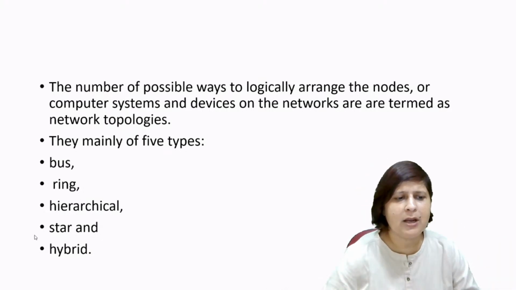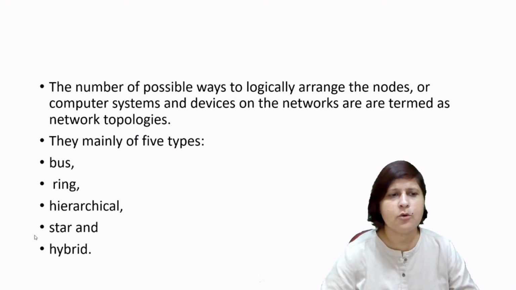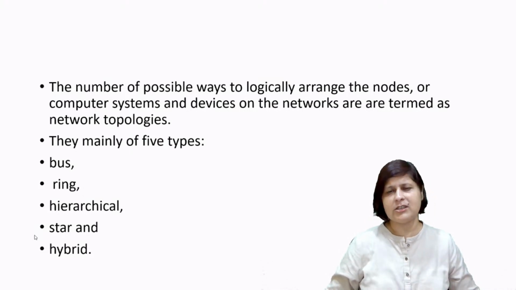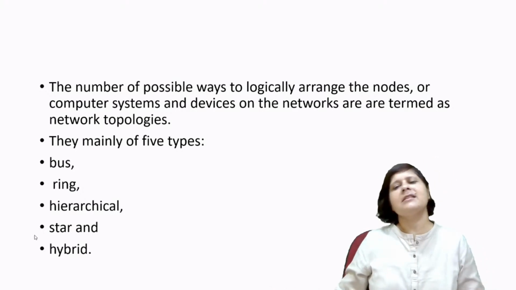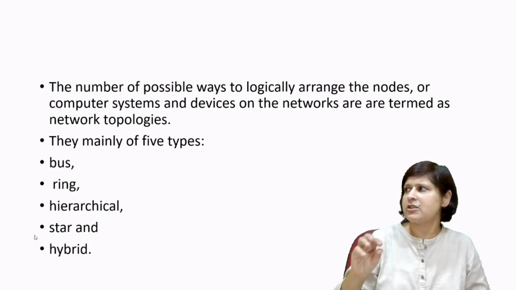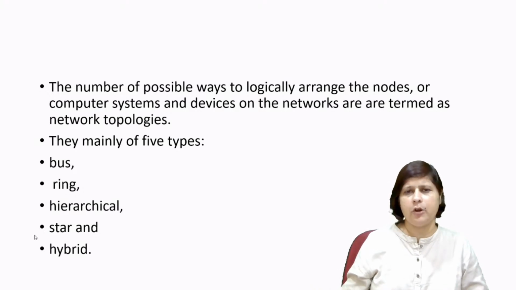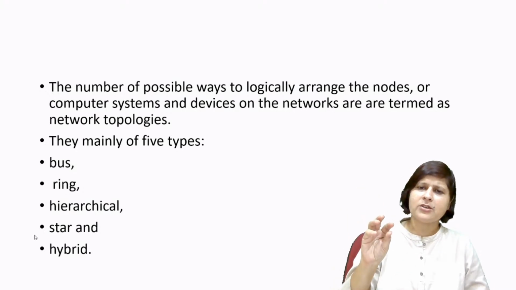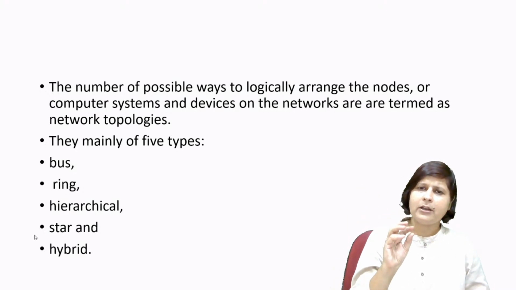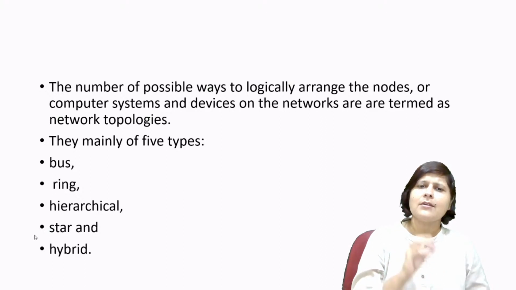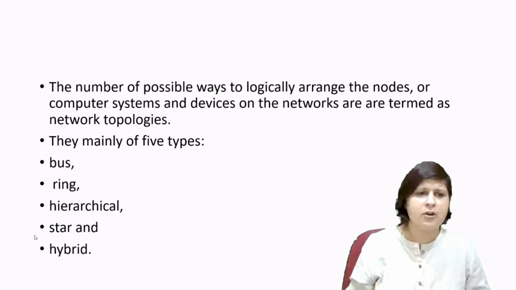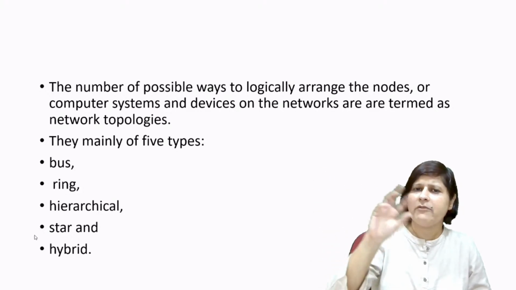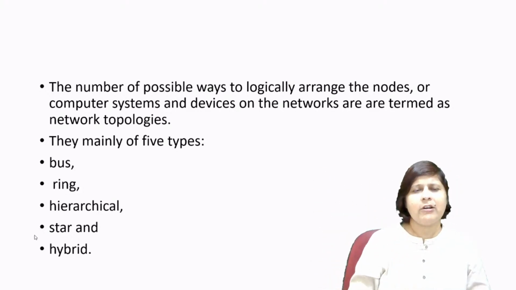The number of possible ways to logically arrange the nodes, or computer systems and devices, on the network are termed topologies. What are topologies? In easy words, the arrangement of your systems in a particular way is known as topology. The logical arrangement of your nodes, or computer systems and devices, on a network is termed topology. Logically, when you arrange your systems, this is known as topology.